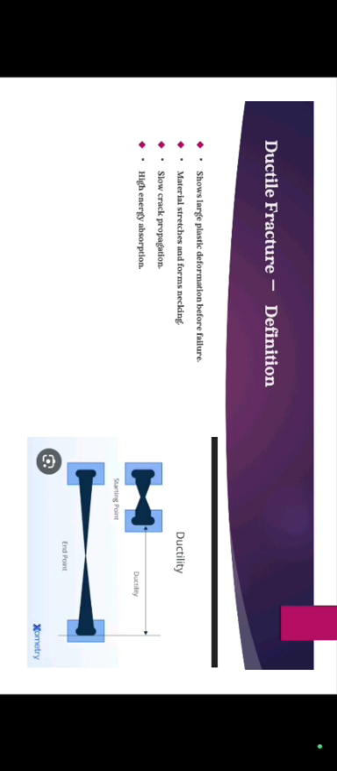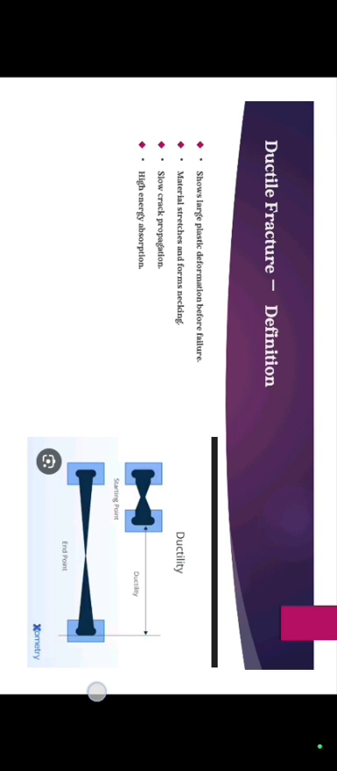So crack propagation is very slow and energy absorption is high. This is ductile fracture. And one more thing, ductile fracture is safer because it gives warning before failure. So it is very useful in structural and many construction fields.